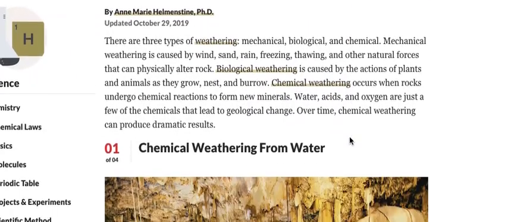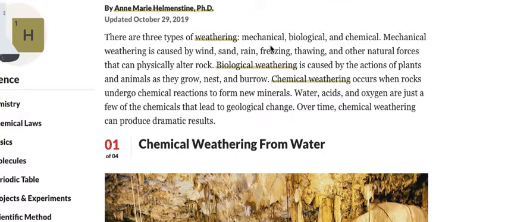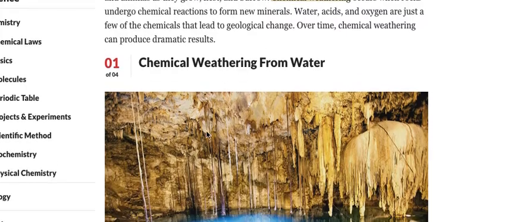It says there are 3 types of weathering: mechanical, biological, and chemical. Mechanical weathering is caused by wind, sand, rain, freezing, thawing, and other natural forces that can physically alter rock. Biological weathering is caused by the actions of plants and animals as they grow, nest, and burrow. Chemical weathering occurs when rocks undergo chemical reactions to form new minerals. Water, acids, and oxygen are just a few of the chemicals that lead to geological change. Over time, chemical weathering can produce dramatic results.